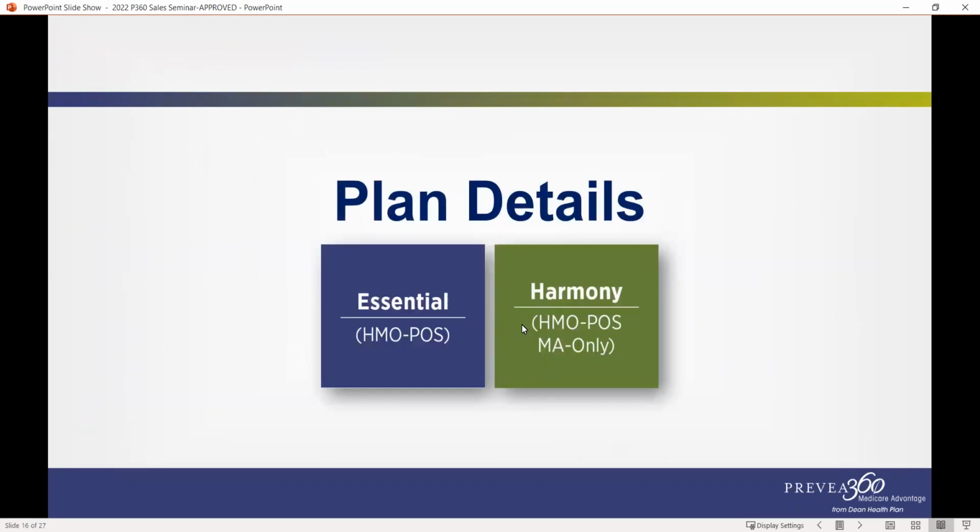So we're offering 2 plans in 2022, the Essential HMO point of service and the Harmony HMO point of service, which is an MA only plan, meaning it does not include drug coverage. And we'll talk about what that means in just a moment.